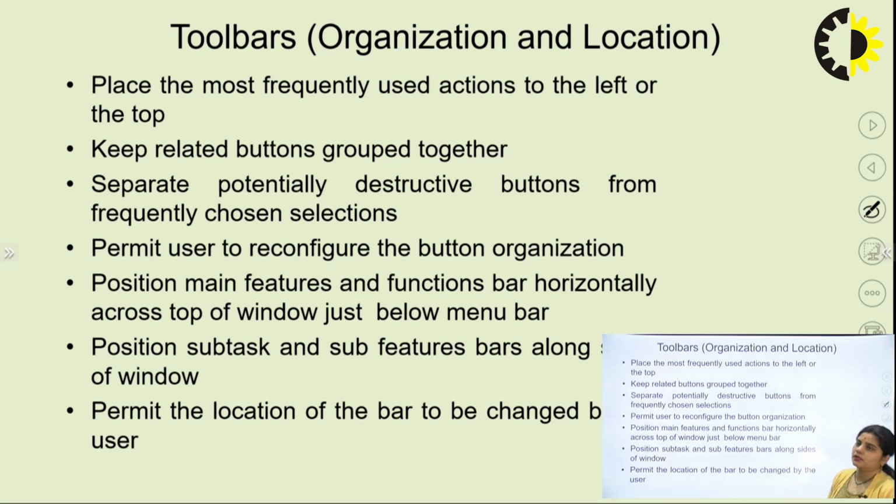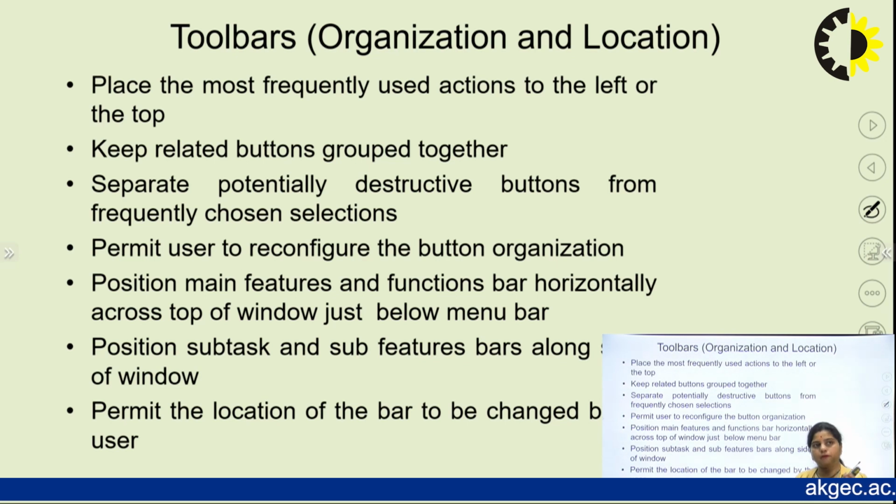Suppose there is a delete button. What we have to do is put that delete button apart from the frequently used actions, because if by mistake one clicks the delete button and there is no option to get that content back after deleting, then that particular document can be deleted permanently. So these kinds of potentially destructive buttons should be kept separate from the frequently chosen selections. It permits the users to reconfigure the button organization.